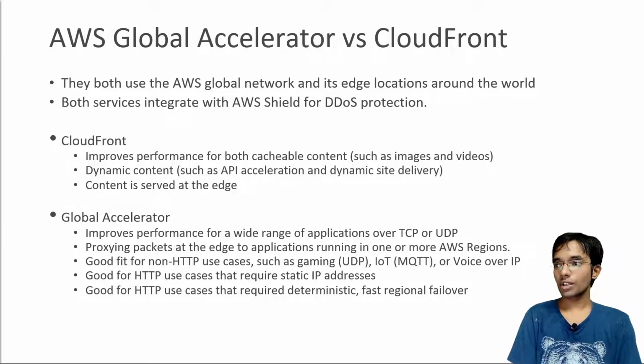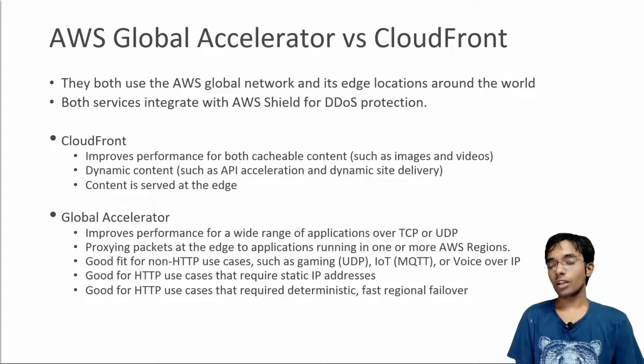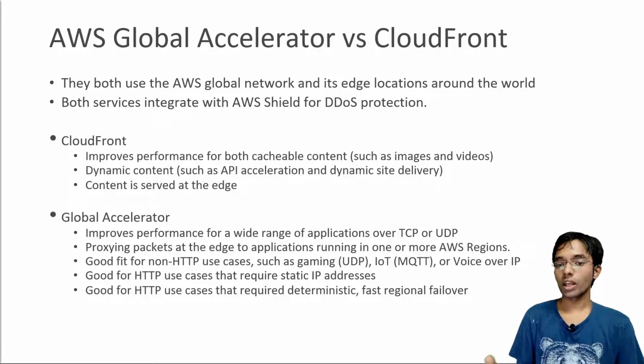Now, what's the difference between CloudFront and Global Accelerator? Well, they both use the global network of AWS, and they both leverage the edge locations around the world. They both have integration with Shield for DDoS protection, but CloudFront gives you cached content at the edge, such as images, videos, or dynamic content such as API acceleration and dynamic site delivery. For CloudFront, all the content is delivered at the edge, whereas Global Accelerator is here to improve the performance overall.